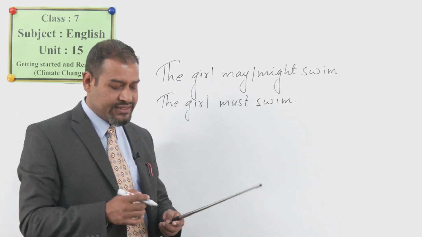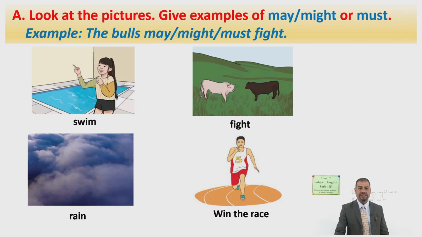Okay, so look at the second picture. For example, the example is given here, the bulls. You can see two bulls are there and they are standing in front of each other. So what do you think? Do they fight or not? If you are not sure they fight, you have to say they may fight. It means that it is not any sure to fight. But if you say they must fight, it means that it is sure these two bulls fight.